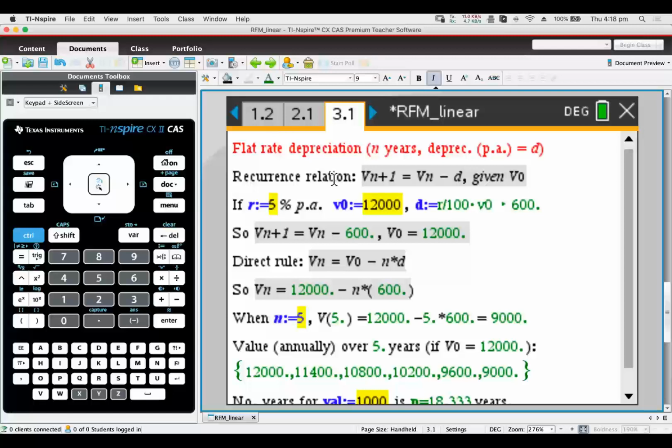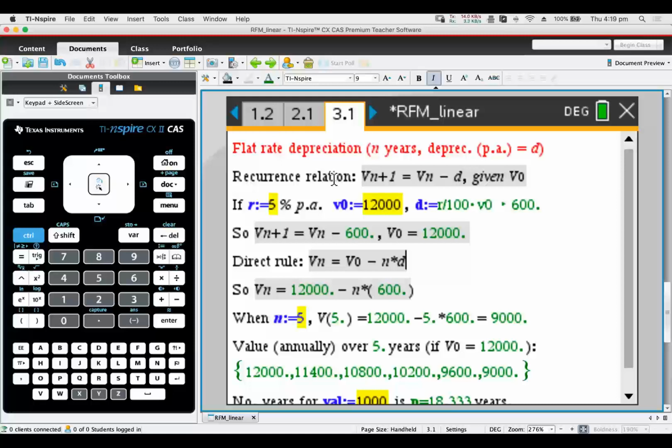So the calculation for D says that this asset would lose $600 a year. The recurrence rule specific to this is then V of n plus 1 is V of n minus 600, where V naught was 12,000. So we're saying the asset was originally $12,000 in value.